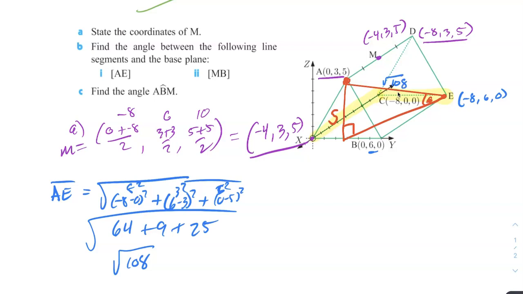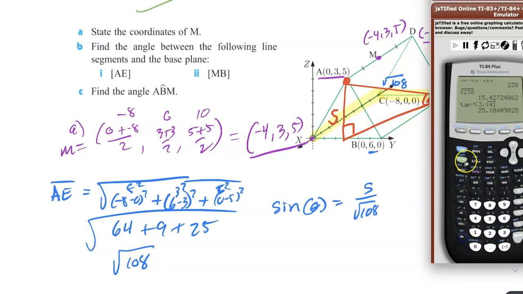And then, if I look at the right triangle and try to find that angle, it's just opposite over hypotenuse. So sine of theta equals 5 over radical 108. And then just use my calculator, inverse sine, 5 divided by radical 108.